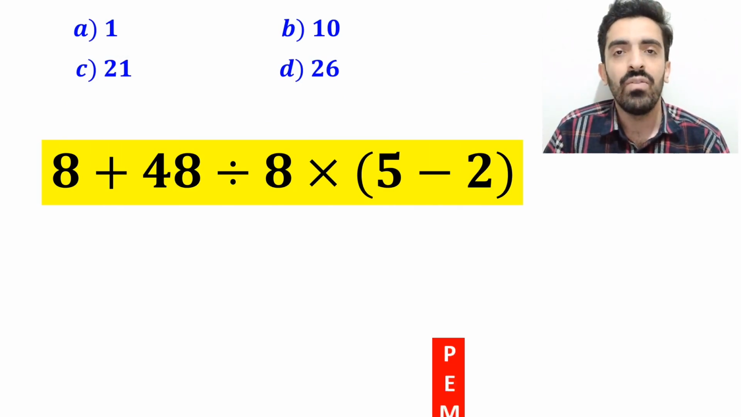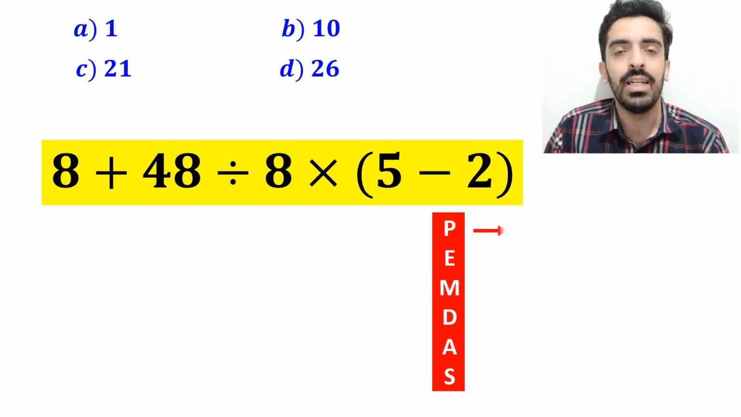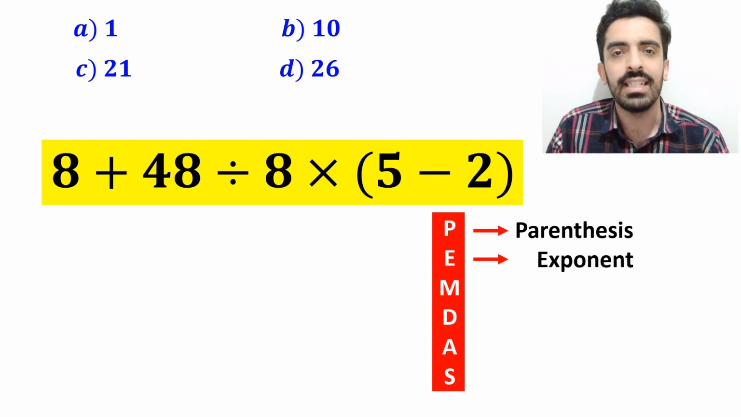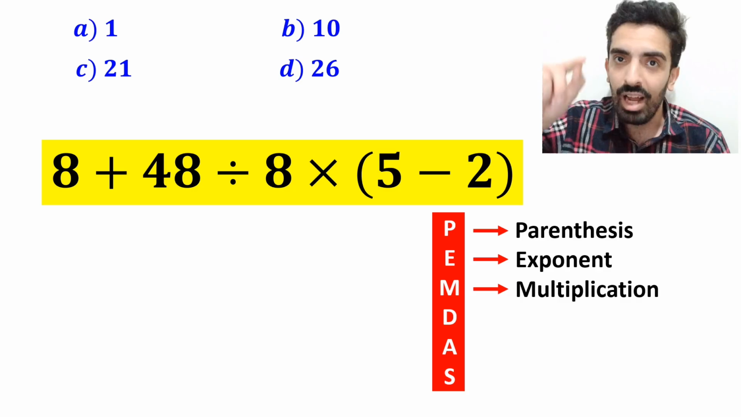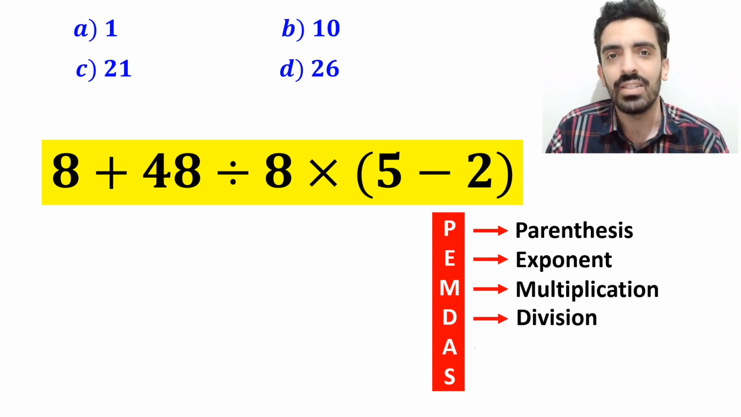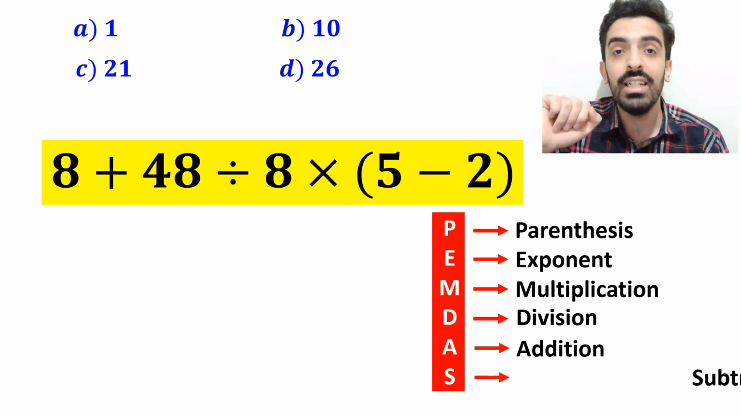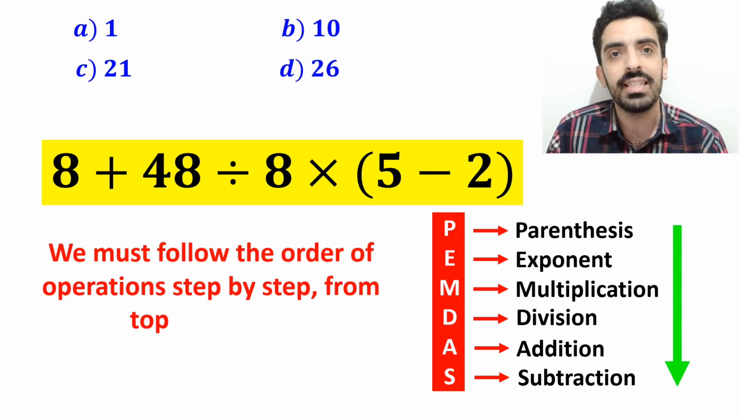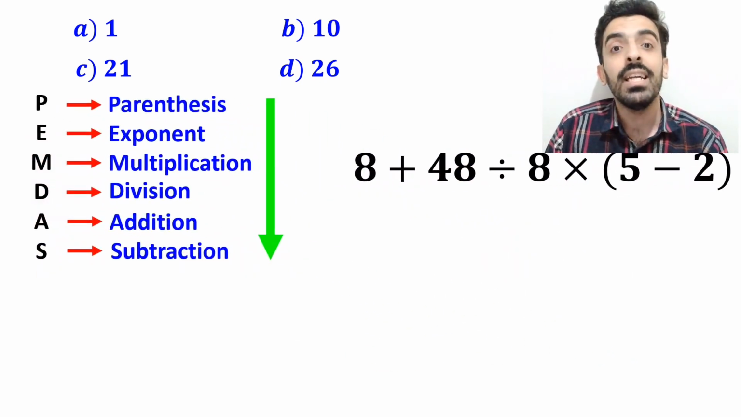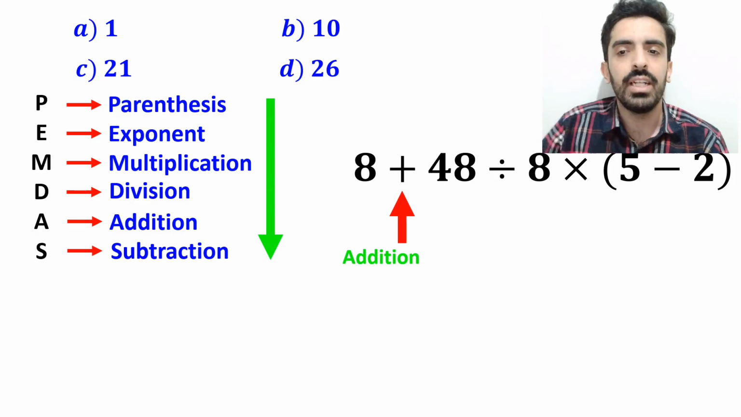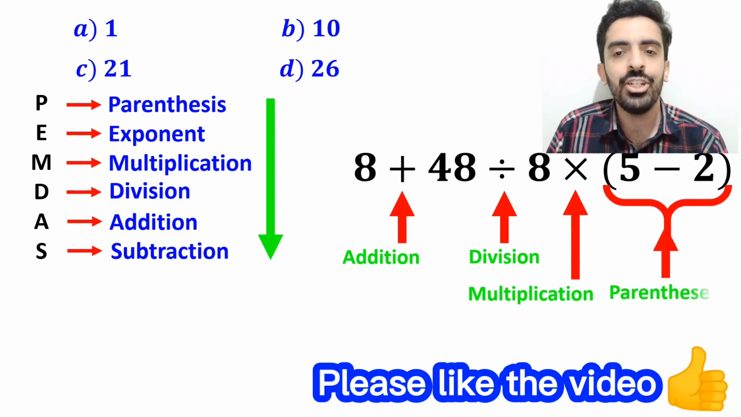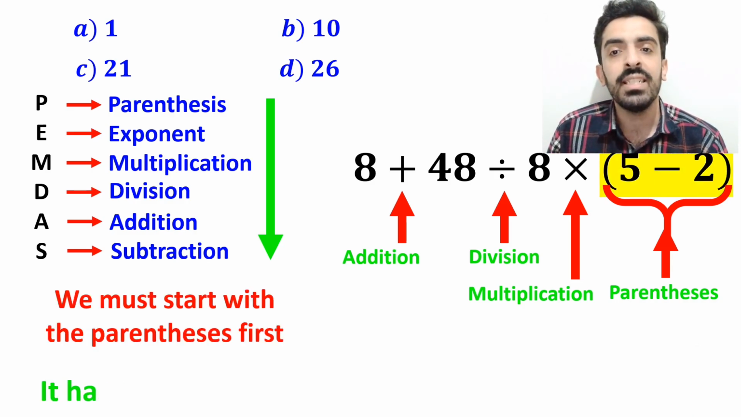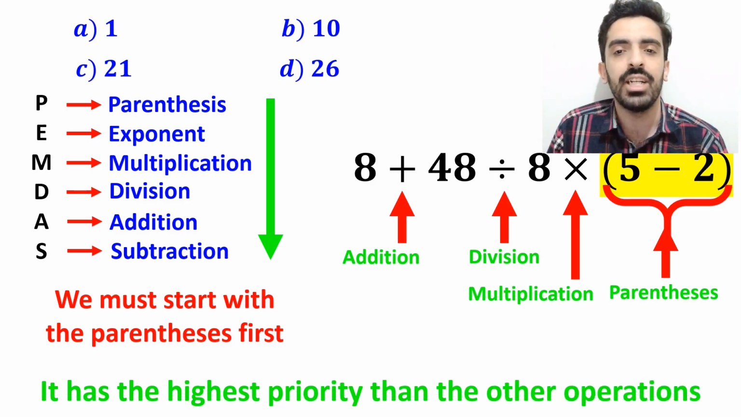To solve this question, we must follow the PEMDAS rule step by step. In this rule, P stands for parentheses, E stands for exponent, M stands for multiplication, D stands for division, A stands for addition, and S stands for subtraction. We must follow the order of operations step by step from top to bottom. Okay, as you can see in the image, in this expression, first we have an addition sign, then a division sign, followed by a multiplication, and finally parentheses. We must start with the parentheses first, because it has the highest priority among the other operations.